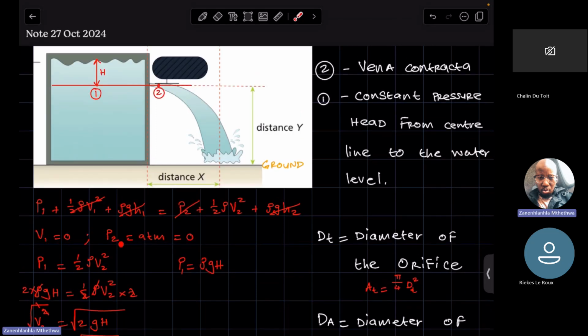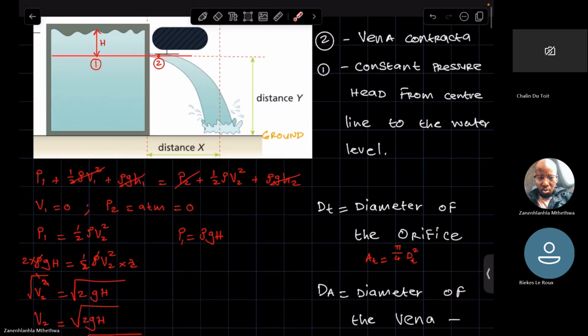Right? P2 is atmospheric, and we are not interested in atmospheric pressure. The gauge pressure there is approximately equal to 0. That is why this falls away. And then I also mentioned that seeing that point 1 and point 2 are coaxial, it means they are at the same height to the ground. Hence, these terms will be equal, and they cancel mathematically. So essentially you'll be left with P1 is equal to half rho V2 squared.